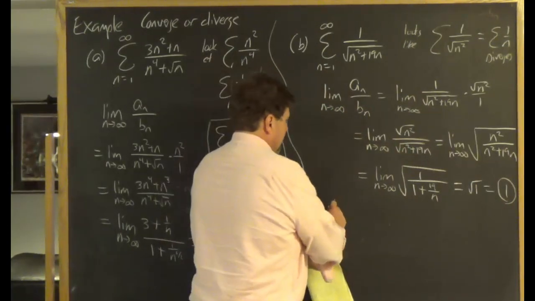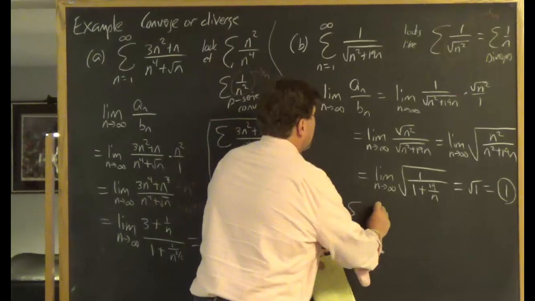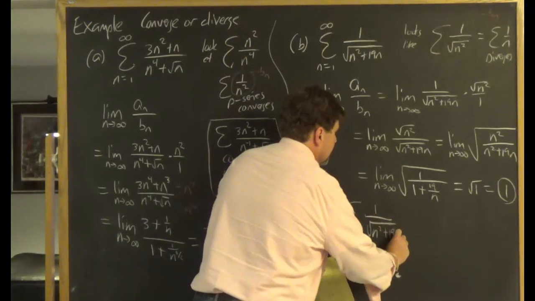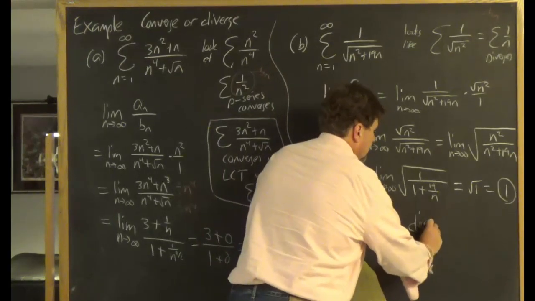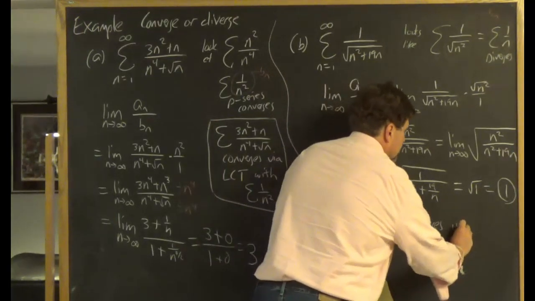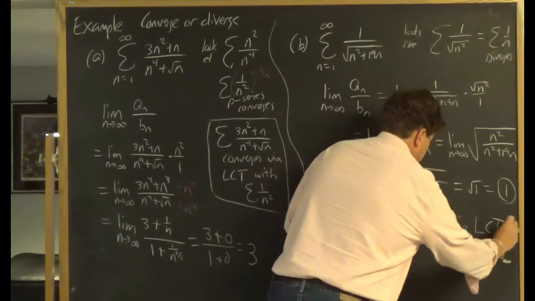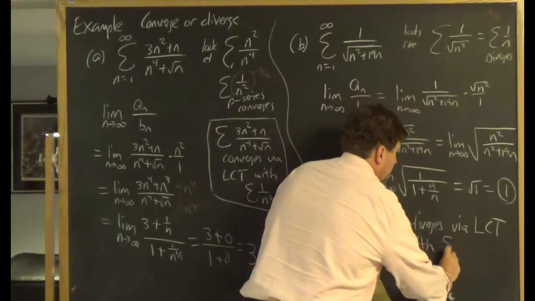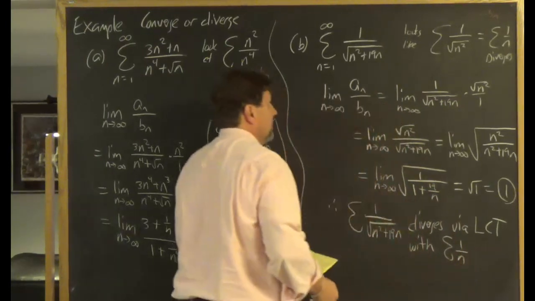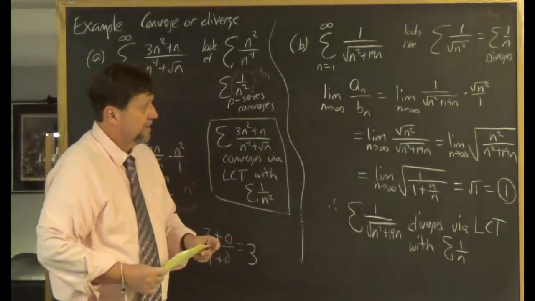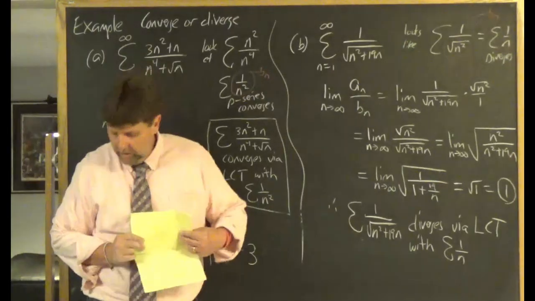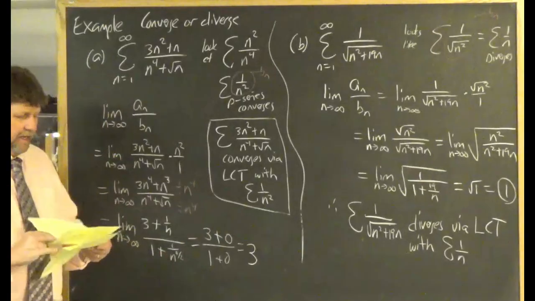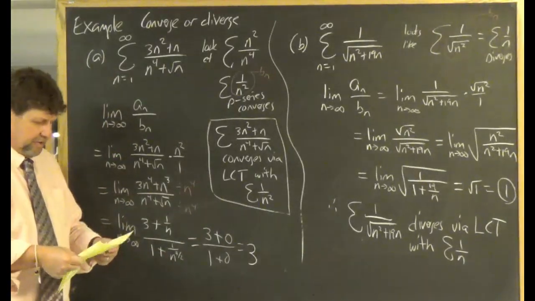So that tells me that my series, 1 over the square root of n squared plus 19n, diverges thanks to the limit comparison test with the known divergent harmonic series. See, I told you it was going to be important to know something about the harmonic series, to know it by name and to know when it diverges.